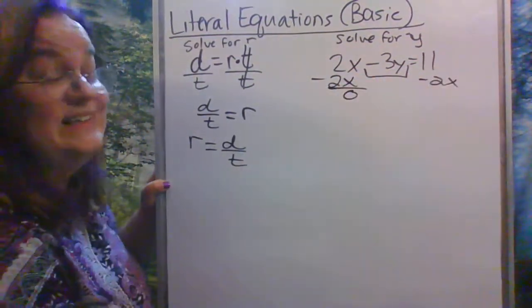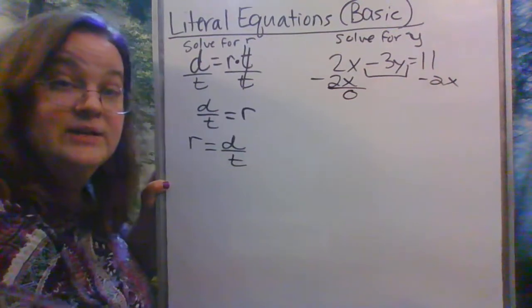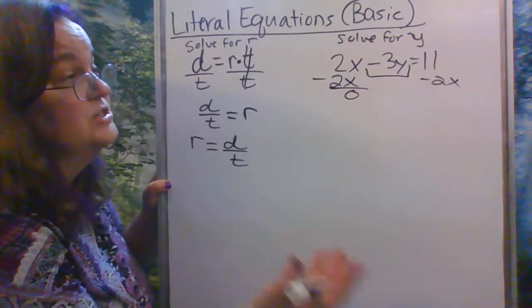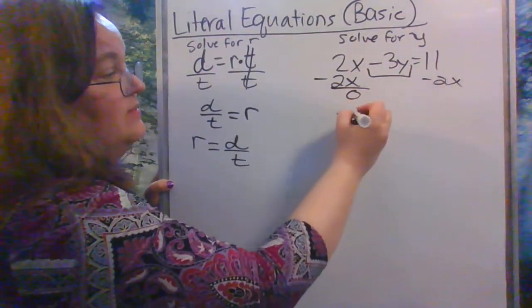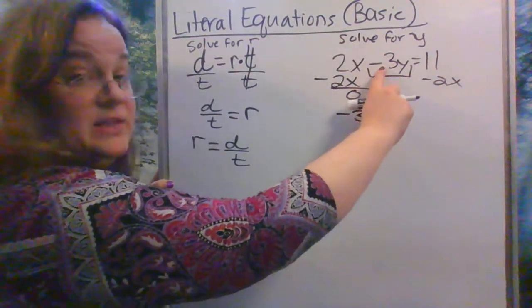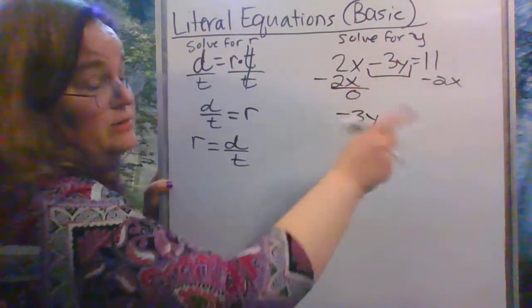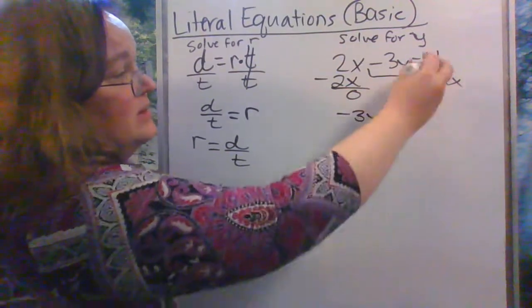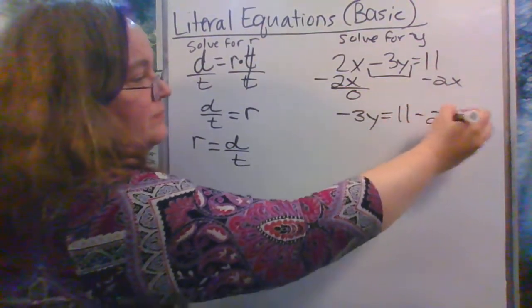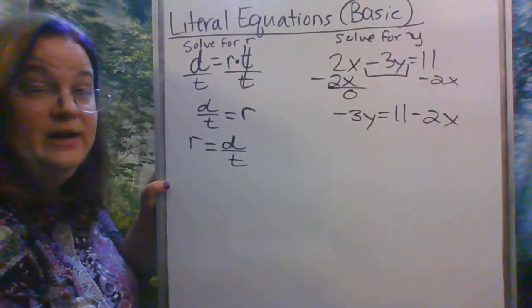Well, 11 and 2x are not like terms, so I can't actually subtract them, so I don't. I leave it as negative 3y. Don't forget that minus is attached to that 3. You can't just make it disappear. That's a common mistake. And it looks like that.